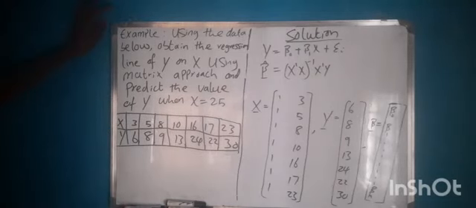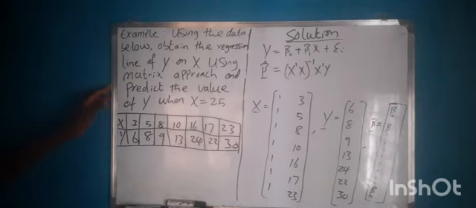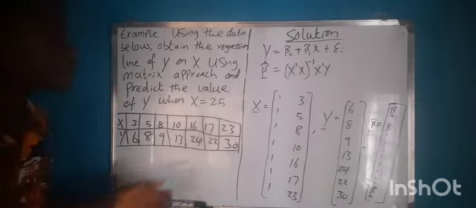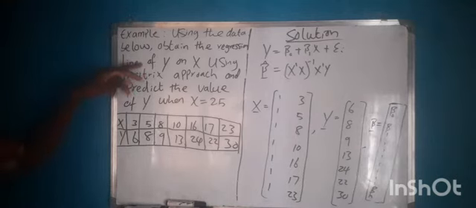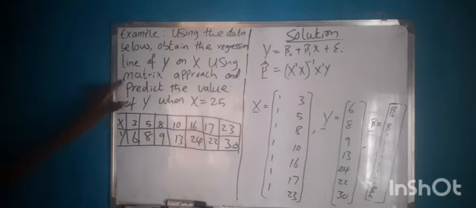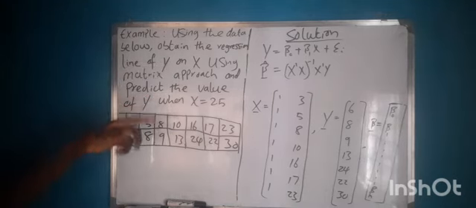Hello guys, today we're going to continue from where we stopped on regression analysis. In our previous class we used the least square method to estimate the parameters of a regression equation. Today we're going to use a different method known as a matrix approach to estimate the parameters of a linear regression.